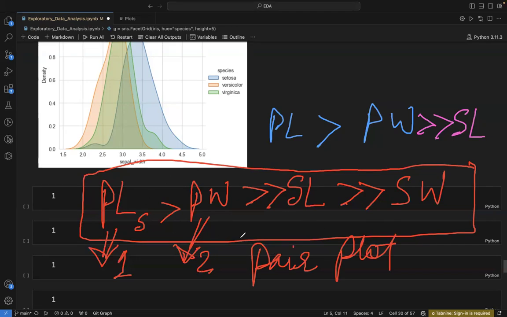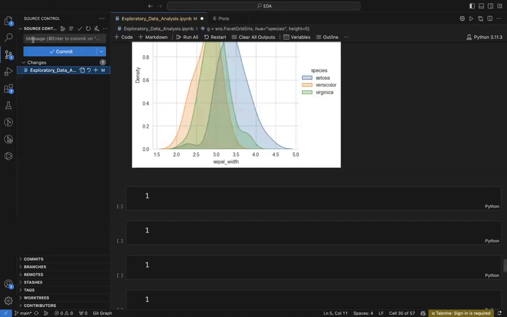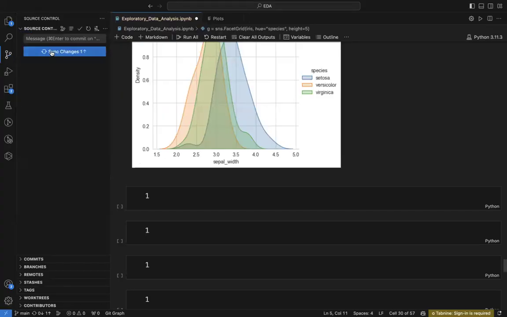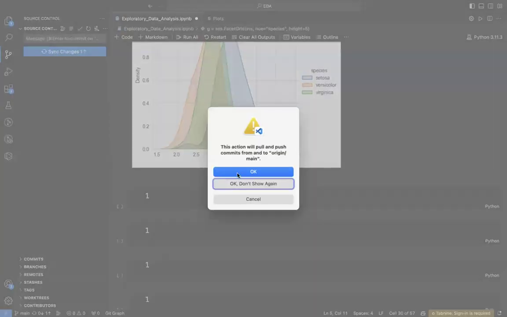So we have understood this. Commit the code to GitHub. So what we have discussed today is univariate analysis. Commit, yes, sync changes. Okay.